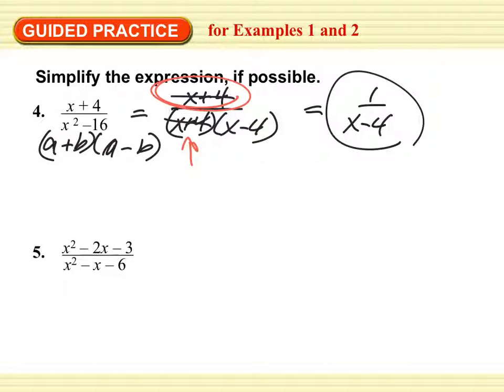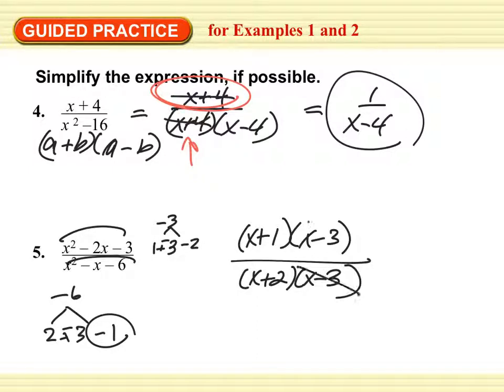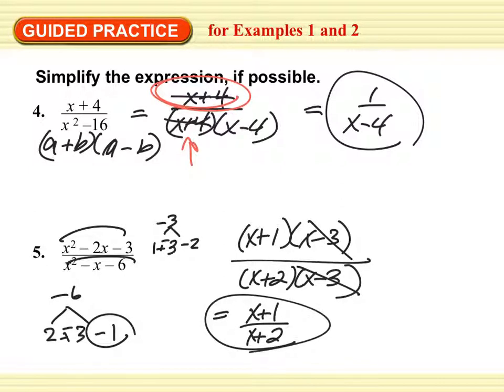If I look at number 5, I have two things that multiply to negative 3 and add to negative 2. So the only thing that multiplies to negative 3 is 1 times 3, and to add to negative 2, I get 1 plus a negative 3. So x plus 1 and x minus 3 in the numerator. Two things that multiply to negative 6 and add to negative 1. 2 times 3 is negative 6. If that is negative and I add them, I get a negative 1. x plus 2, x minus 3. And we're almost always going to have things that cancel out. So my answer is x plus 1 and x plus 2.